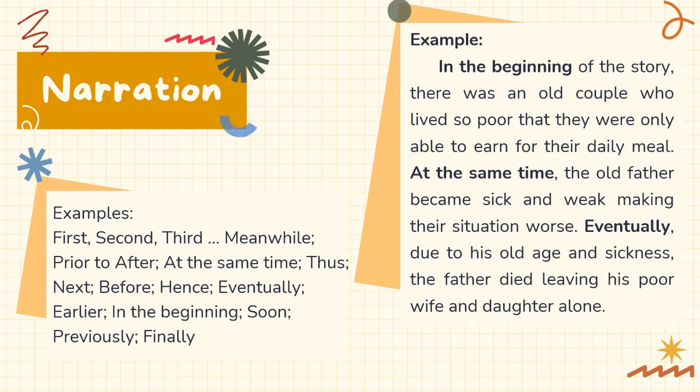Here is an example text that uses the narration pattern. Here we can see it uses the grammatical signals in the beginning, at the same time, and eventually. These signal the sequence of events, what happened first and what happened next.